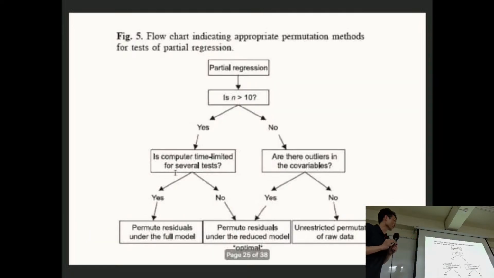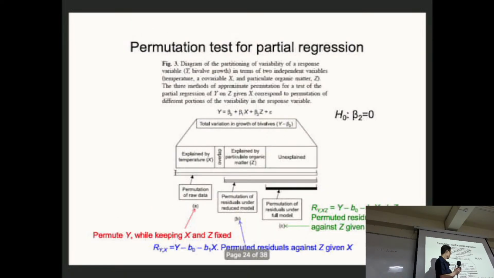And then the recommendation. Typically, the middle part, permute the residual under this model, is the optimal solution. This is the optimal solution. So this one, the blue one, will be the best solution to do that partial regression analysis. So it's a reduced model. Okay?